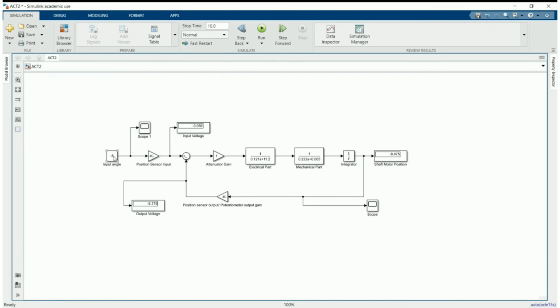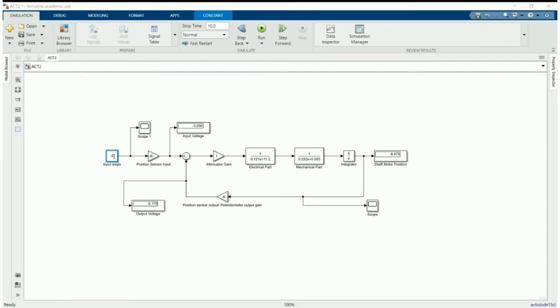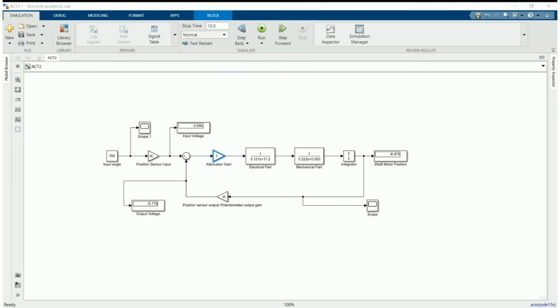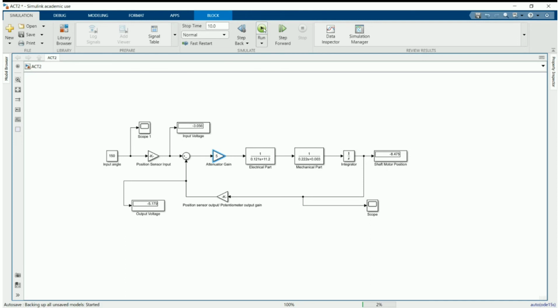Next we change the input angle to positive 150 and the attenuator gain is 5. Now run it. This is the result when the input angle is 150 and attenuator gain 5. For the input voltage we get 91.67, for the shaft motor position we get 136.3, and for the output voltage we get 33.26 volts.